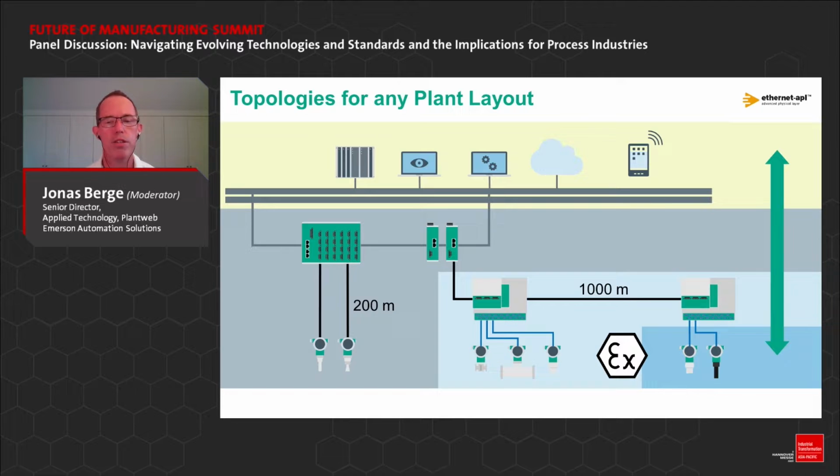So this is what the architecture looks like. From the field junction box, you can have a 200-meter cable out to your instrumentation. And from the marshalling panel out to the field junction box can be 1,000 meters, or 1,000 meters to the next field junction box. So it can easily cover even very large plants. So now you have Ethernet everywhere from sensor to port.